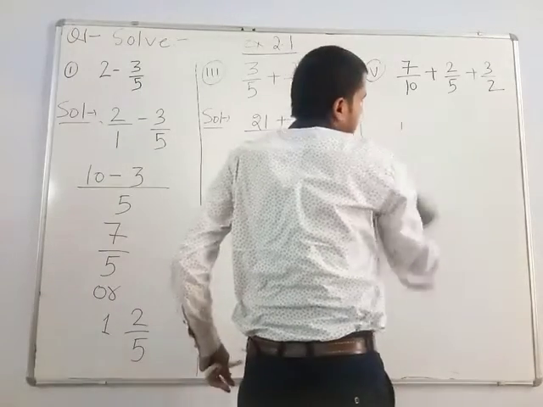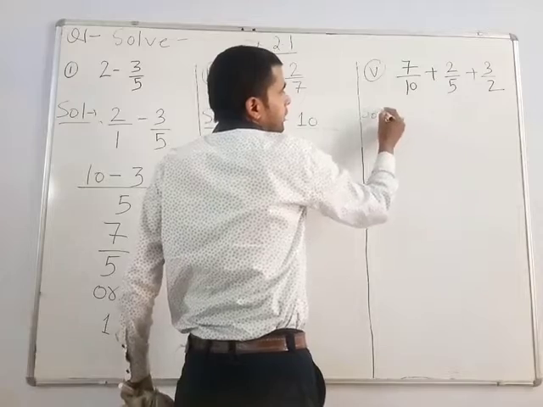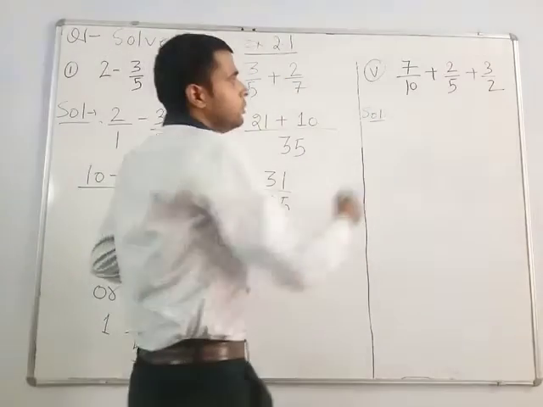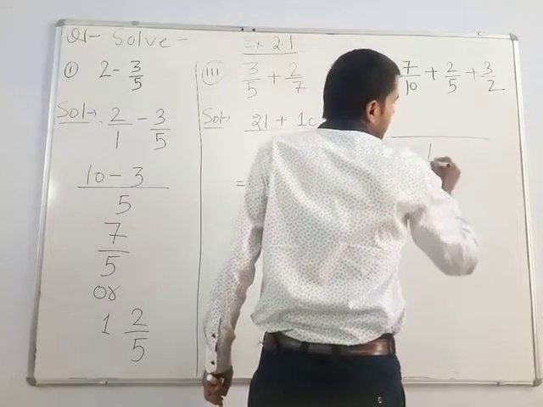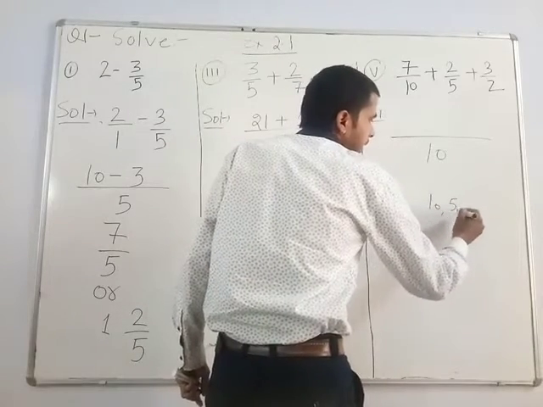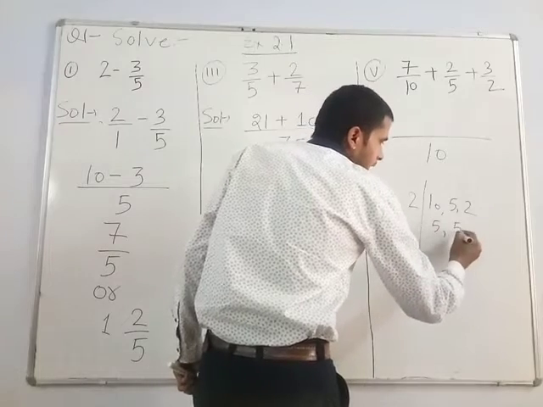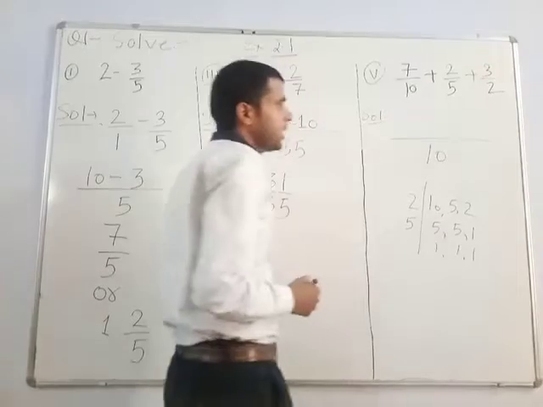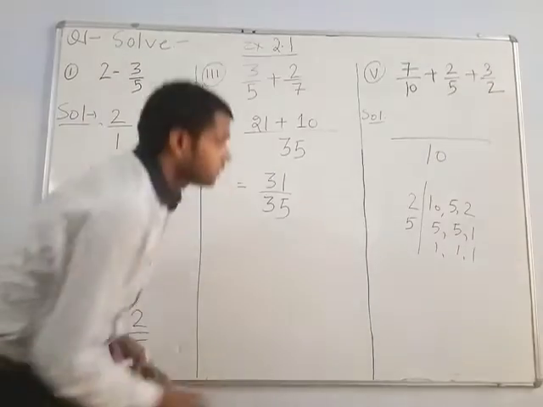Then the fifth question. The LCM of 10, 5 and 2. So you have to take the LCM of 10, 5 and 2. First divide by 2: 5, 5, 1. Then 5: 1, 1, 1. So the LCM of 10, 5 and 2 is 10.